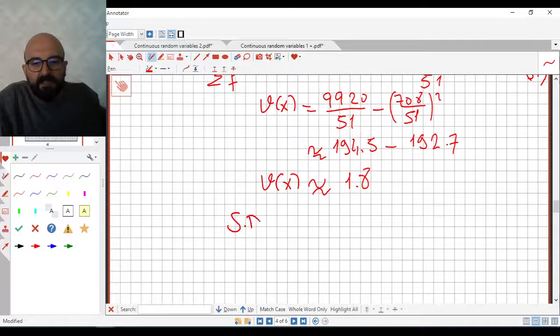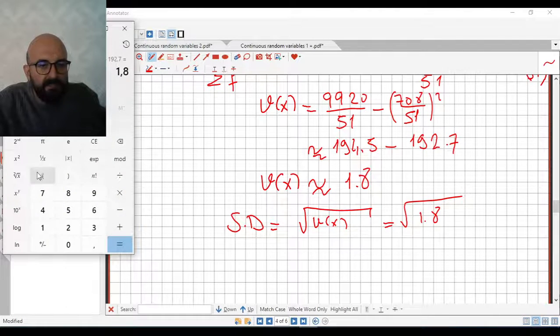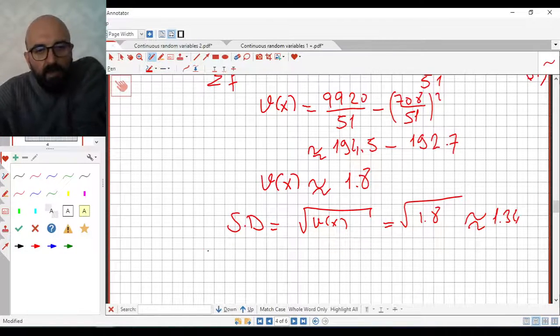Please remember that the standard deviation is the root of the variance, and the square root of 1.8 is approximately 1.34.